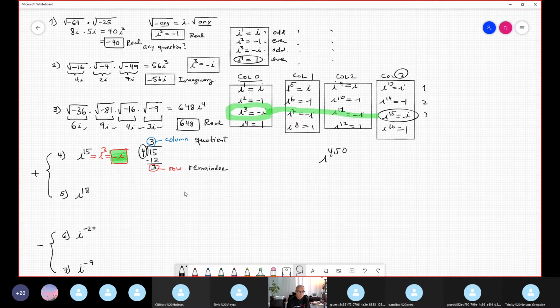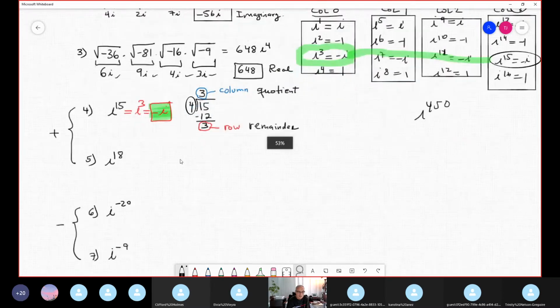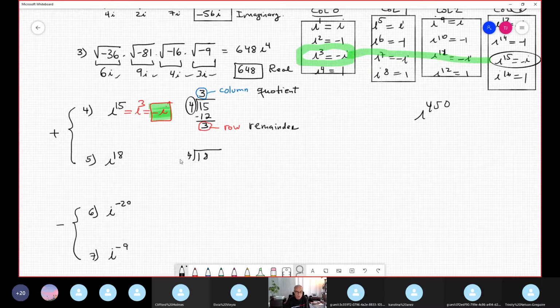i to the 18 is exactly the same. You divide 18 by 4, and you try to find one number that multiplied by 4 gives close to 18. I suppose that is 4, because 5 is too much. It's 20. So 16, and the remainder is 2. So it is equivalent to i squared, which is negative 1. Final answer.